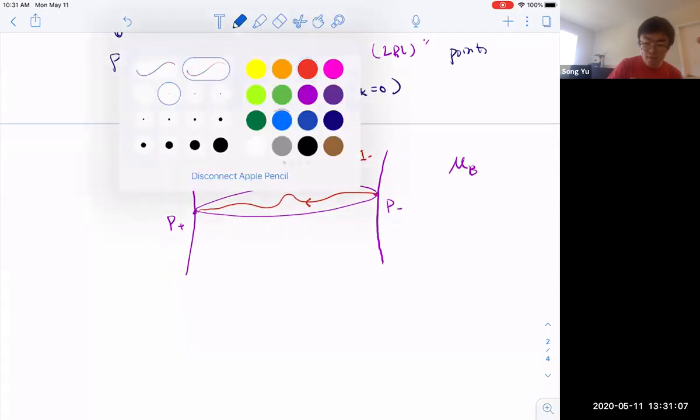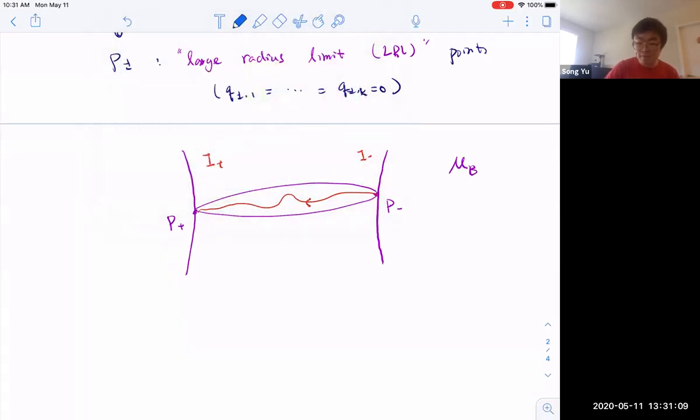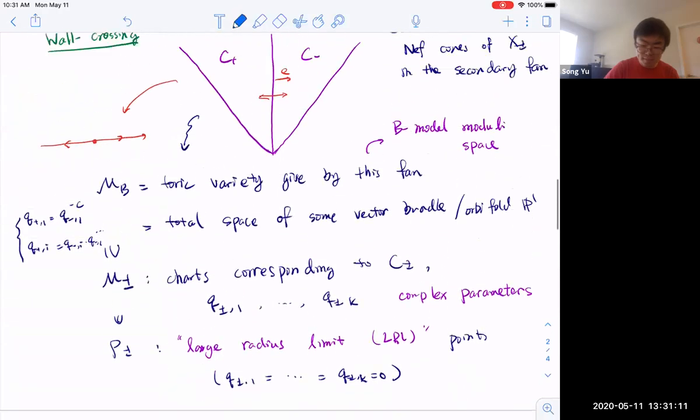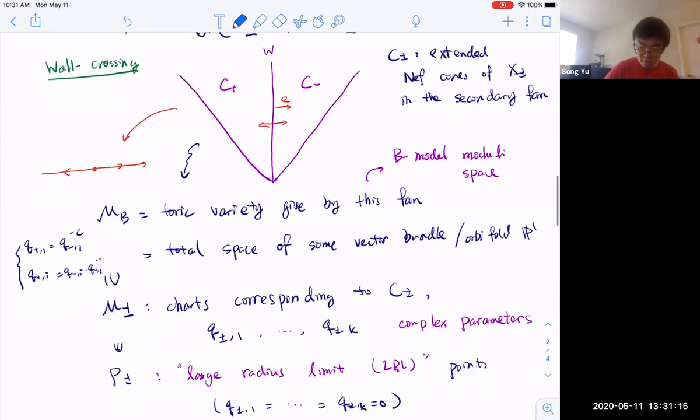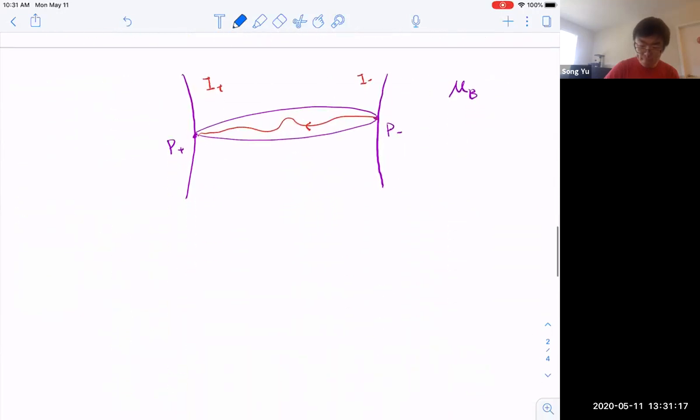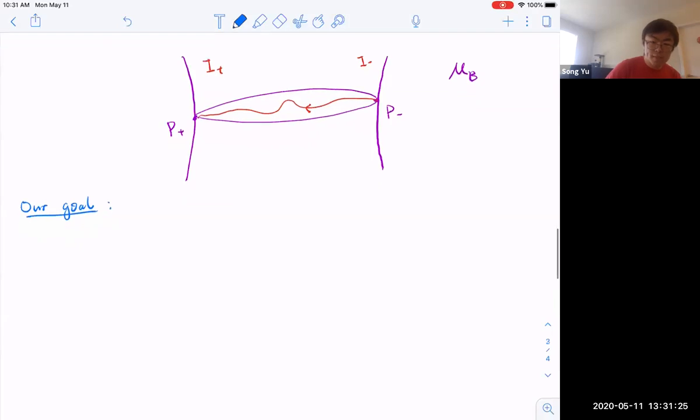Okay, so any further questions about this general setup? Okay, so I'll move on to discuss our goal. So as I said at the beginning, we want to generalize this framework.